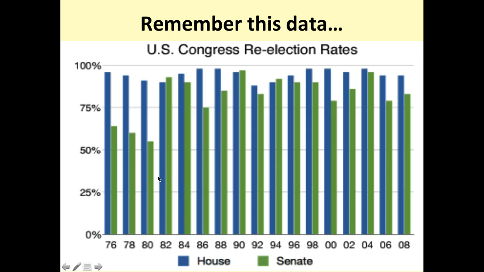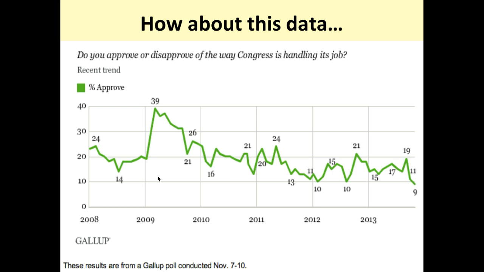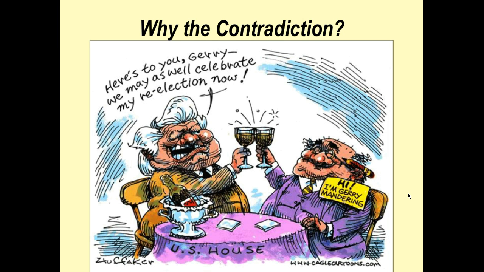All right, so we've seen this data before. Do you remember it? Yeah, you should. Take a look here. What do you notice about congressional re-election rates? Yes, they are very, very high, especially in the House. The House tends to have over 90% incumbents winning re-election. How about this? Yeah, we just saw that in class. Take a look at Congress's most recent approval ratings. A whopping 9%. That means 91% of people disapprove of Congress. What the heck? Why the contradiction?